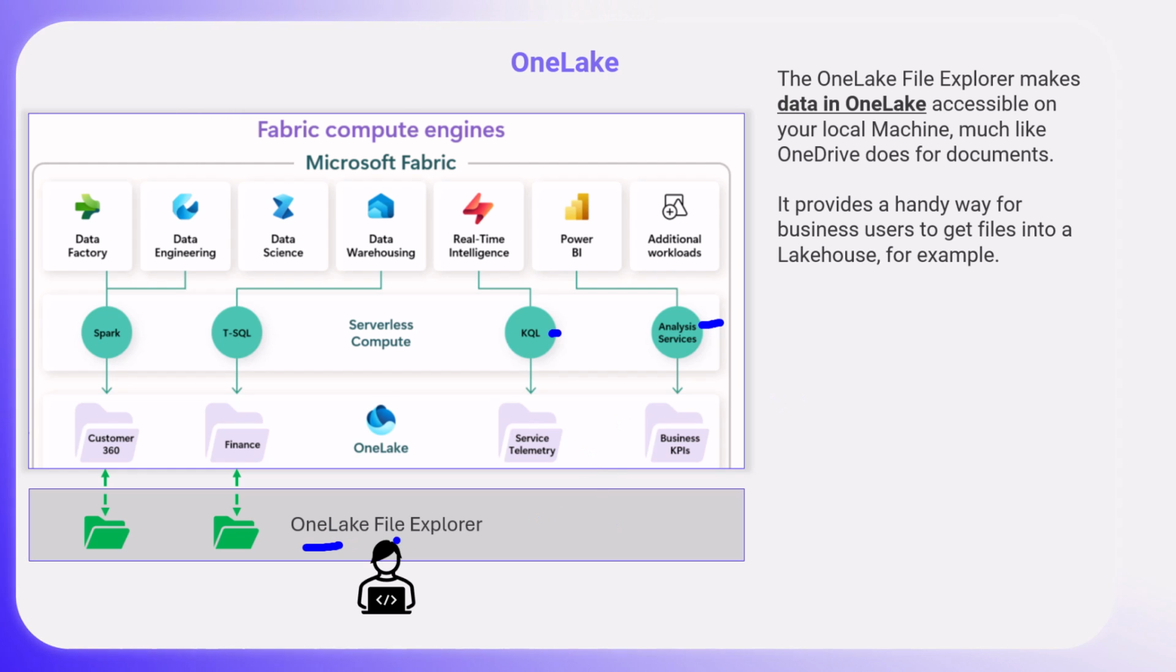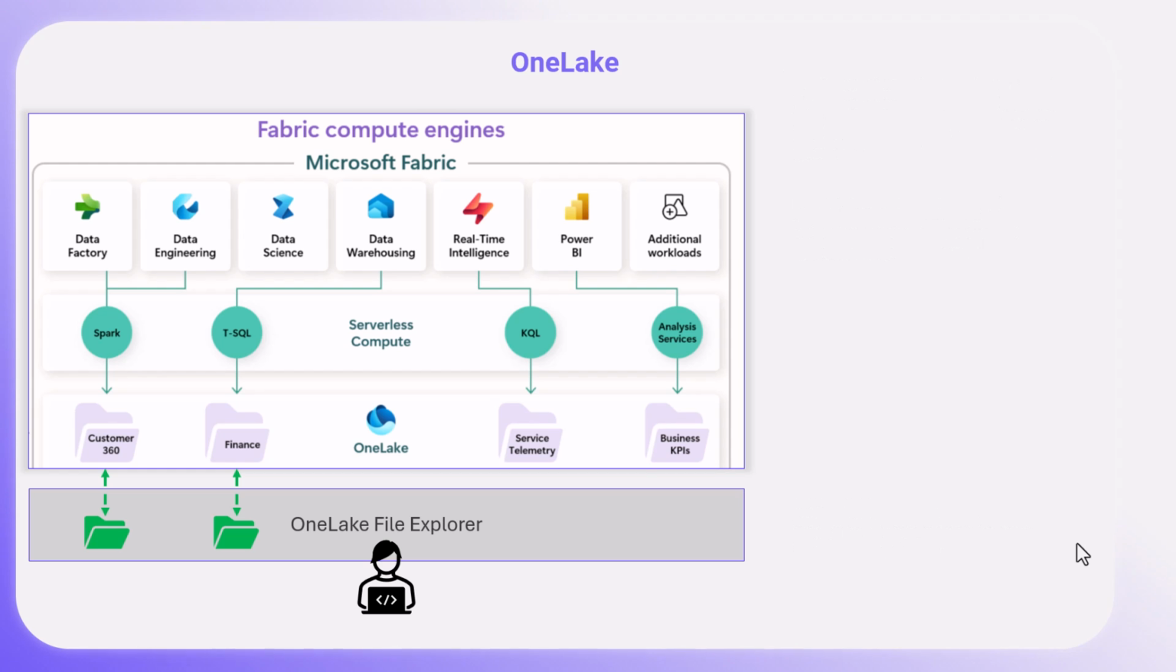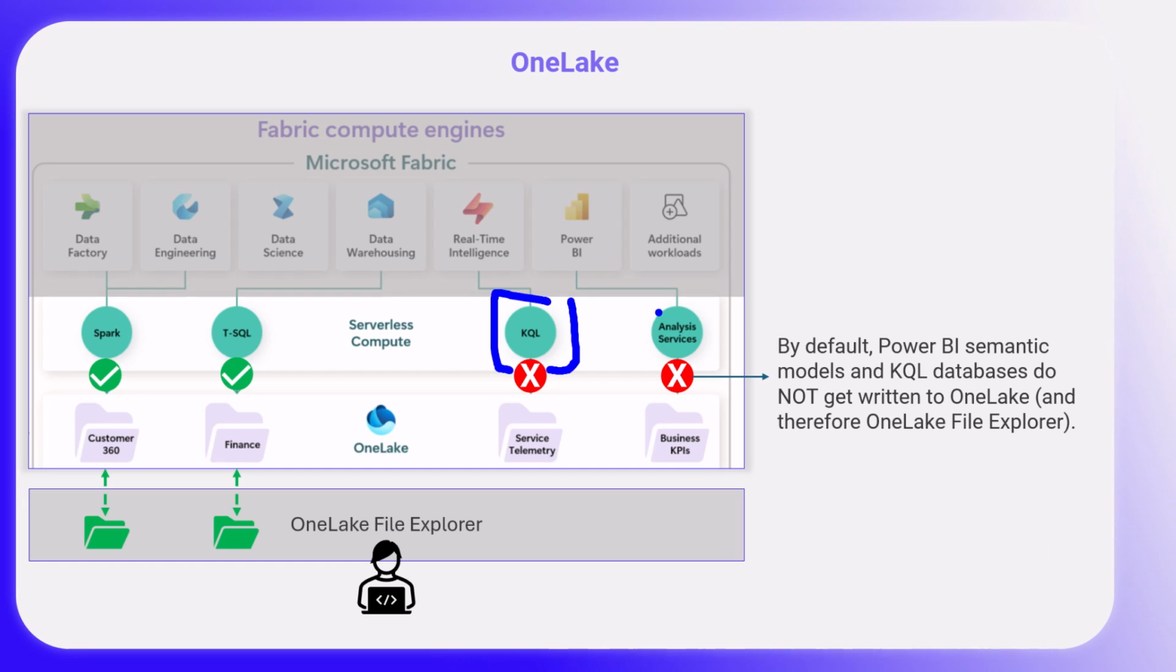Okay. Now, there is a tenant level setting to allow users to use OneLake File Explorer. So if you want to turn that on or off as a tenant admin, you can enable or disable that. So the point I wanted to make was this, right? By default, only Spark stuff and data warehouse stuff, by that stuff I mean Delta tables, get written into OneLake and therefore into the OneLake File Explorer as well. So if you've got KQL databases and Power BI semantic models, by default, they don't get written into OneLake. But there are settings to enable that.